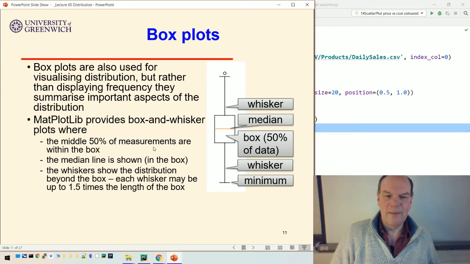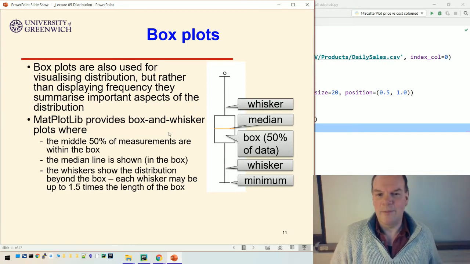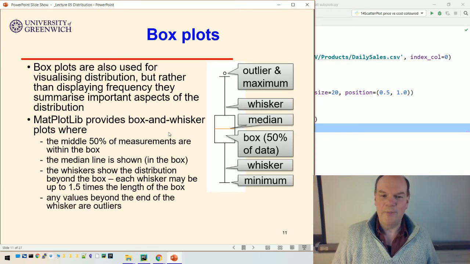But there's a limit. Matplotlib will have put a limit of only 1.5 times the length of the box. So each whisker will only go up to 1.5. And then any values beyond that are called outliers. So anything that is beyond 1.5 the length of the box. So the length of the box obviously is determined by how many values 50% of the measurements fall into. That determines the width of the box, and then that determines the width of the whiskers, and then that determines what are considered outliers by Matplotlib.